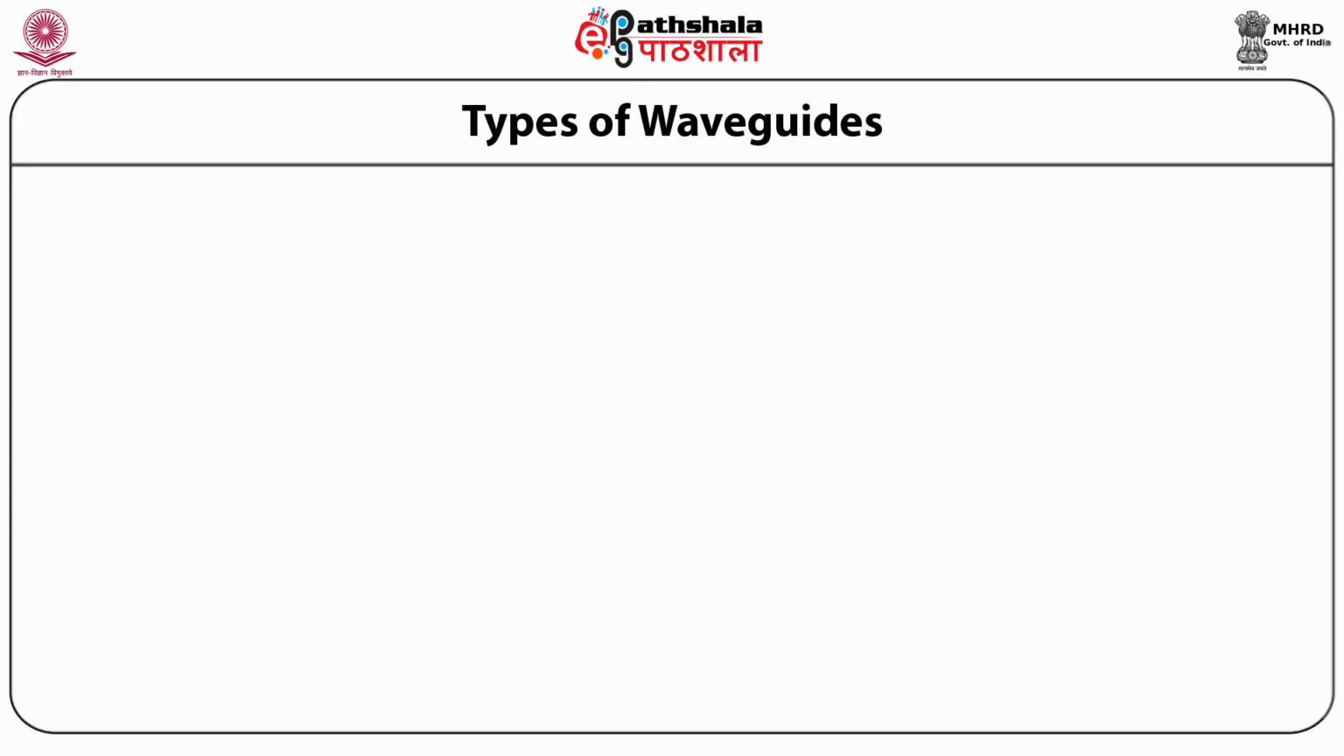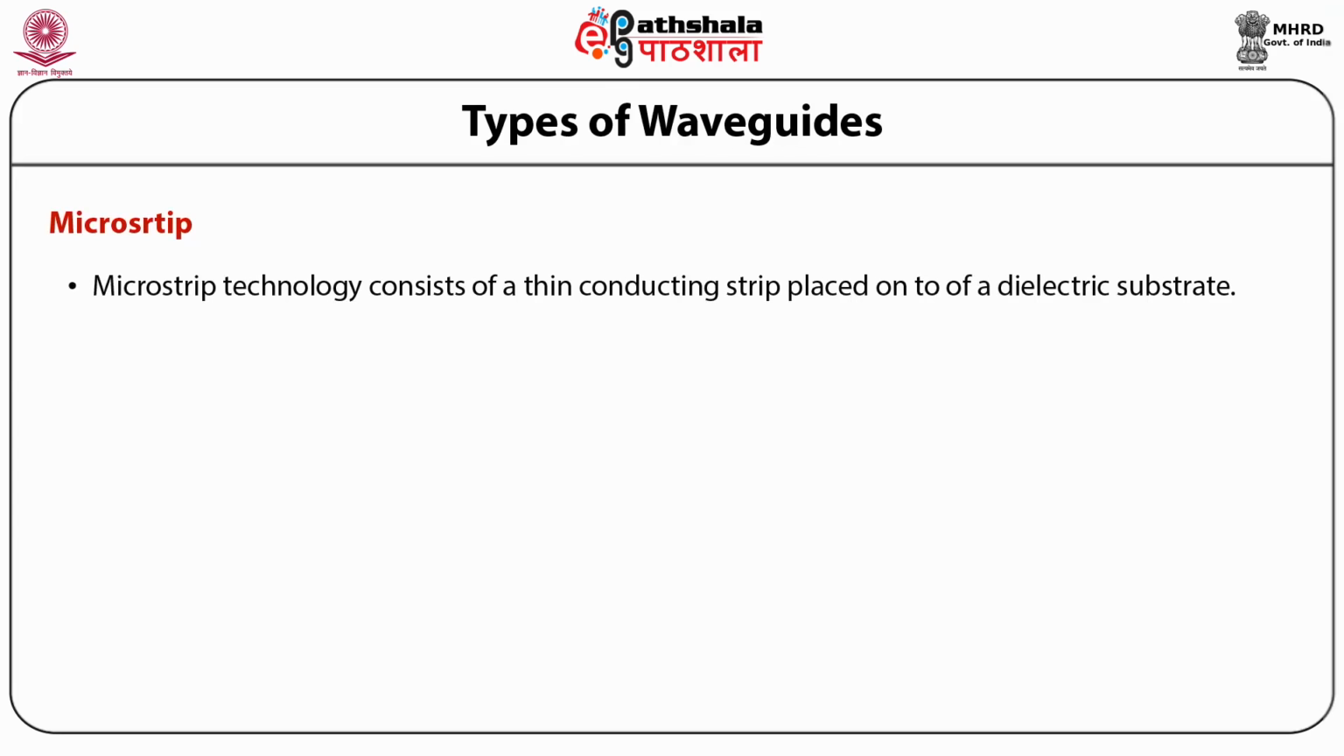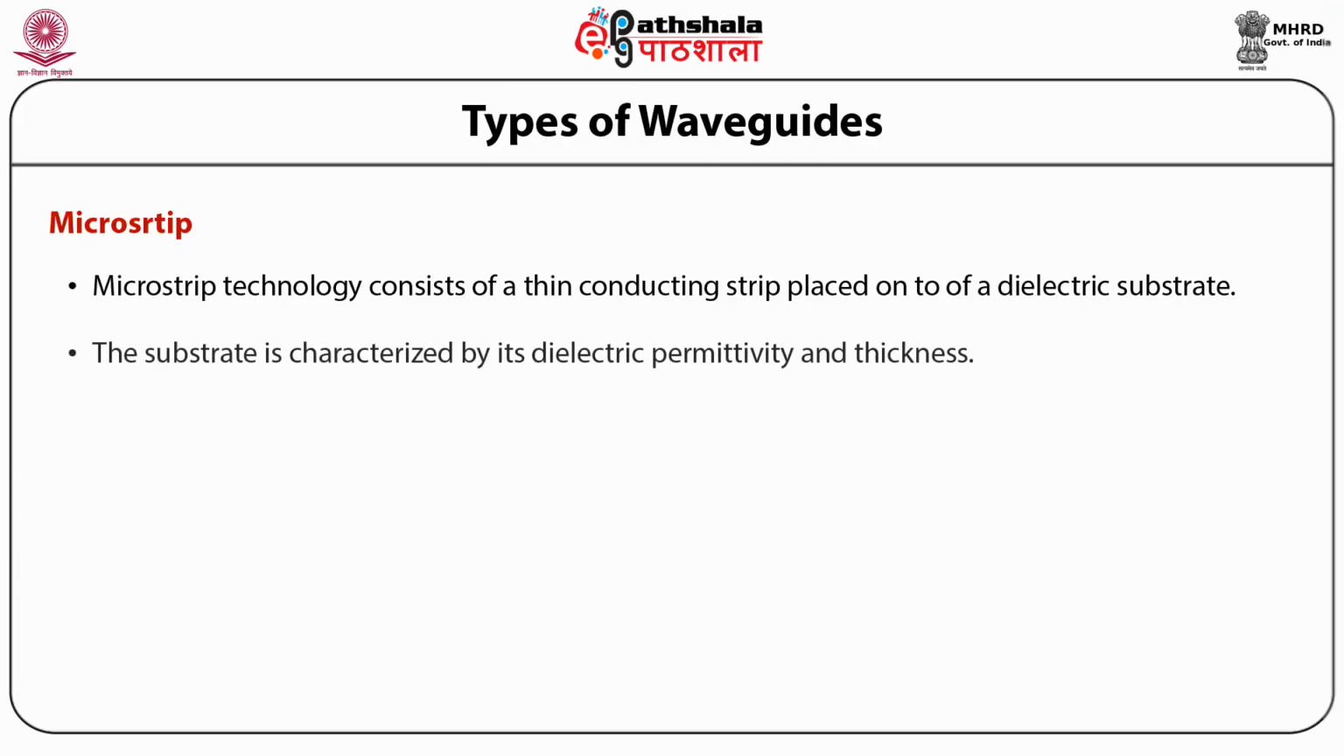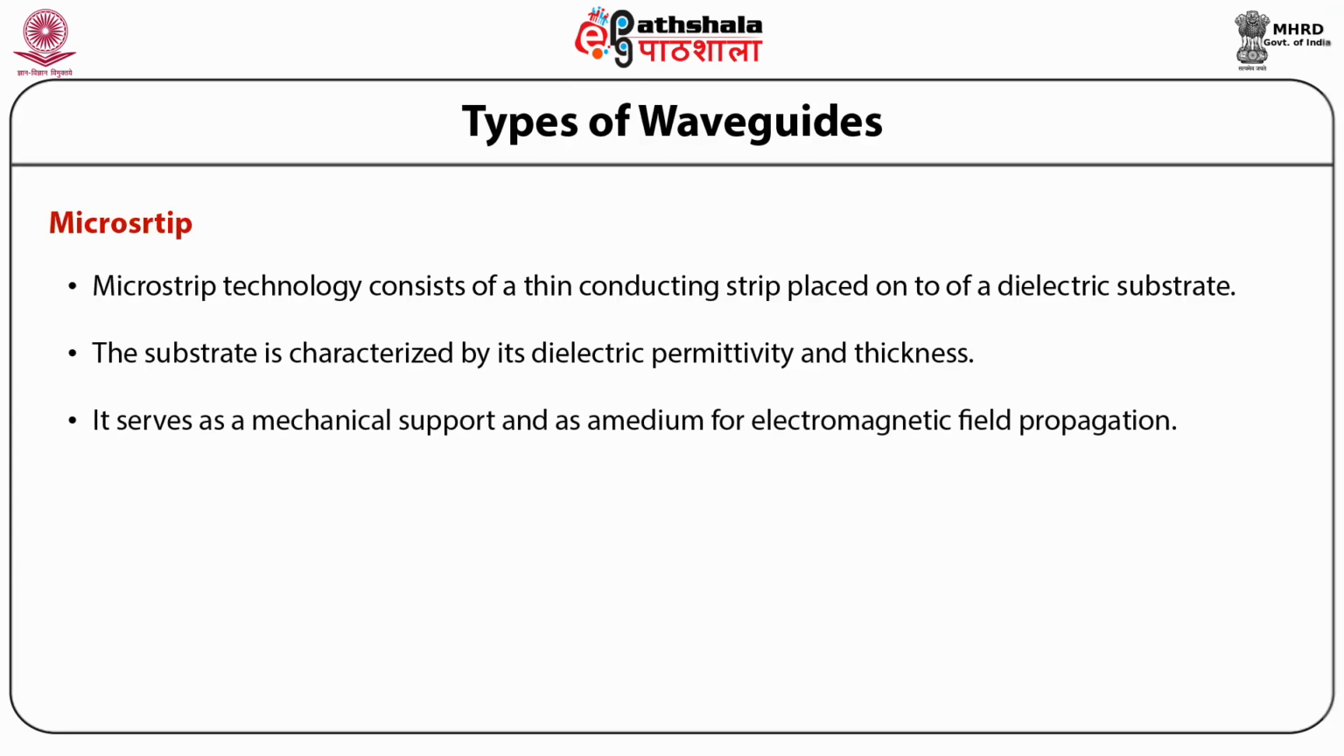Now the second category is the microstrip waveguides. The microstrip technology consists of a thin conducting strip placed on a dielectric substrate. The bottom side of the substrate is covered entirely by metal and serves as the ground plane. The substrate is characterized by its dielectric permittivity and thickness. It serves as a mechanical support and as a medium for electromagnetic field propagation.